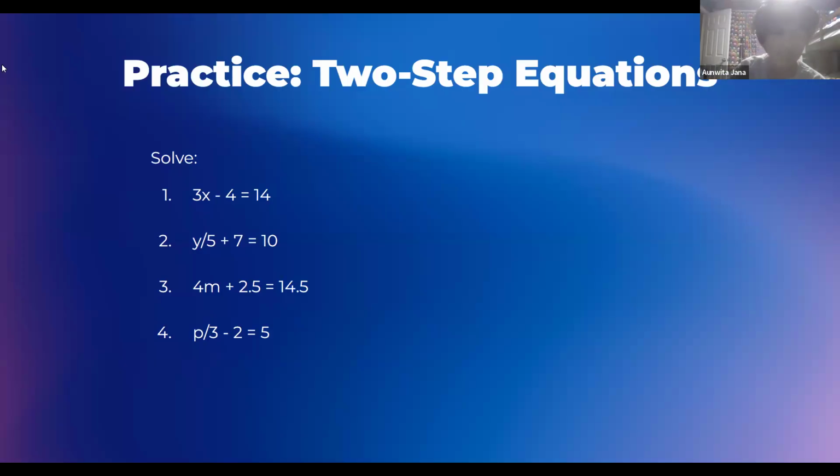Sure. So, first, I wanted to get rid of the -4 from the left side. So I added 4 to both sides. So I got 3x equals 18. And then I divided both sides by 3. So I got x equals 6.